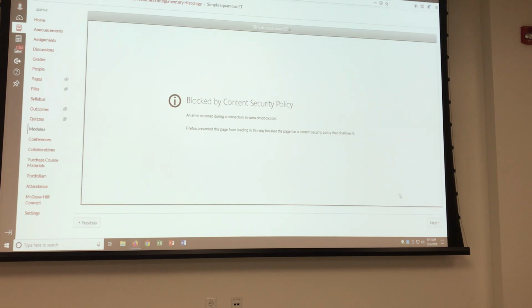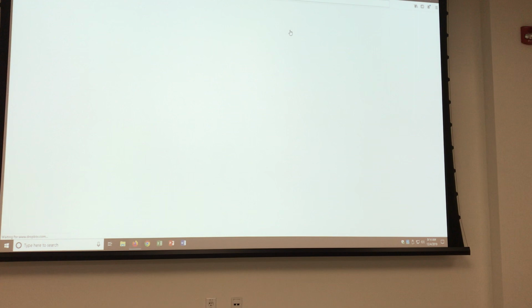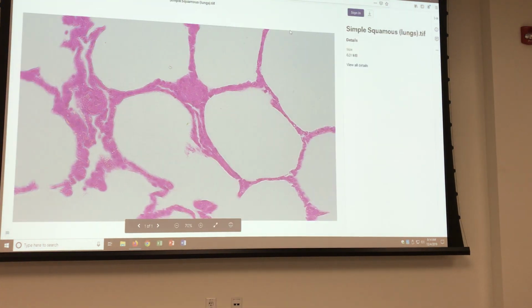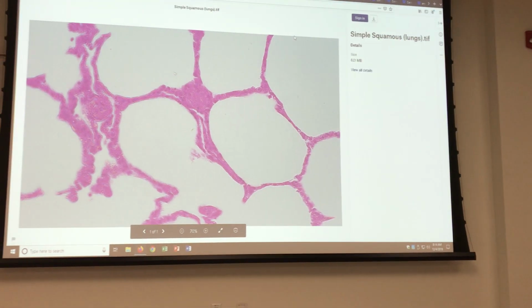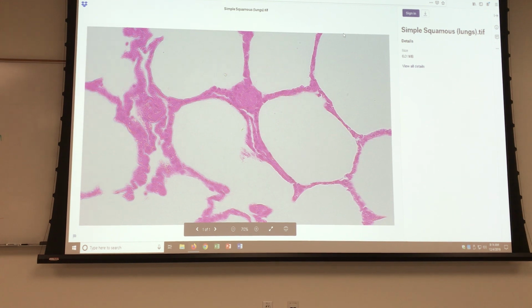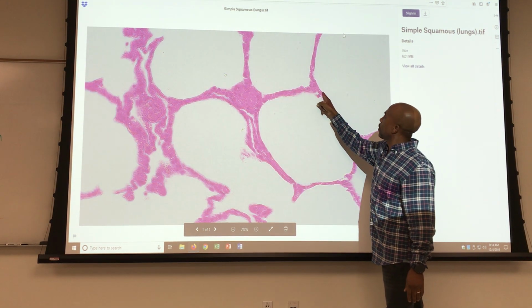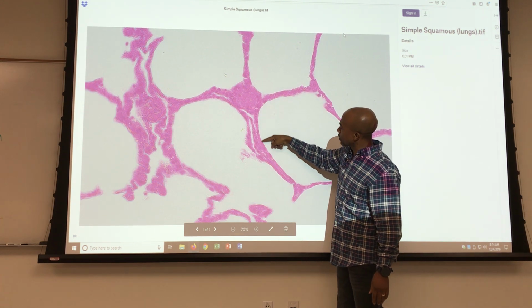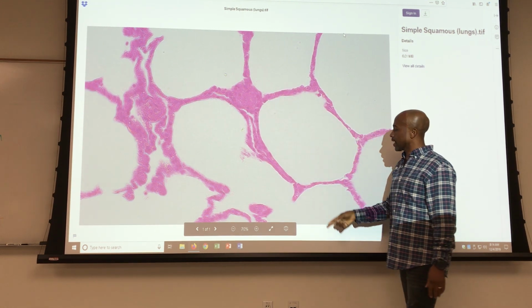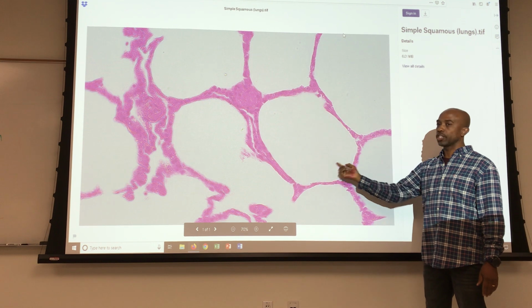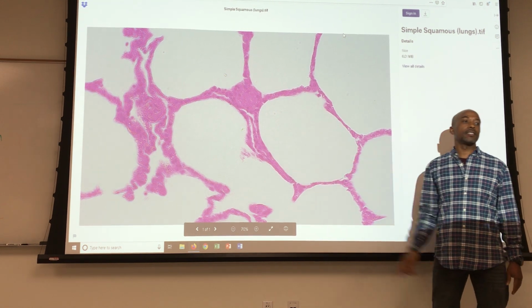Simple squamous. This one's probably from the lung. Let's see. Yeah, this is not the lung. This is actually the lung alveoli, showing you simple squamous cells like that. One layer of cells, simple squamous flat cells. So gas can pass through. It's gas exchange in the lungs. Okay. Simple squamous, ET.